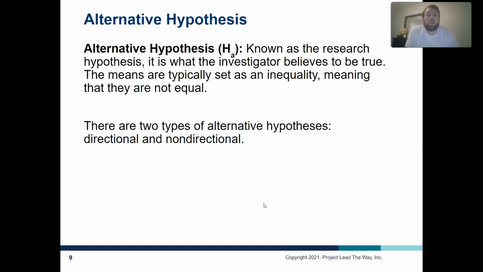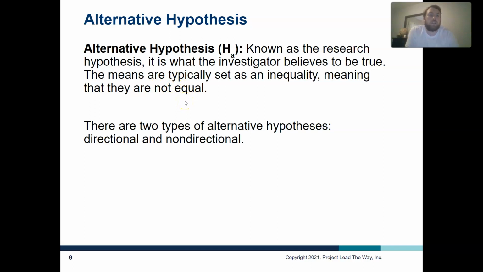However, what we really want to know is the alternative hypothesis, which we label as HA. We know that the research that we're doing is trying to figure out whether or not the drug works. So we're going to assume that the investigator believes this to be true and is trying to figure that out. So these means will typically be set up as an inequality, meaning that they're not equal.